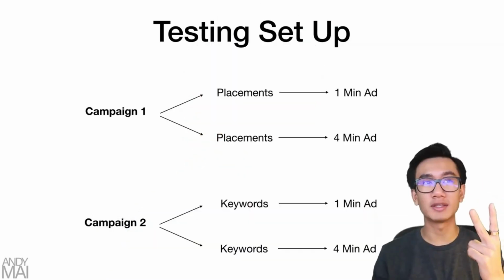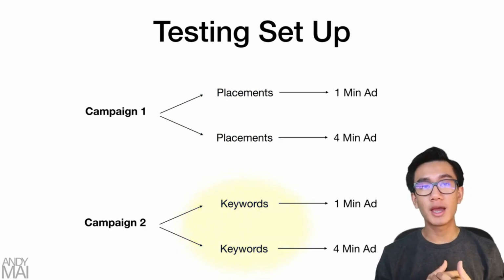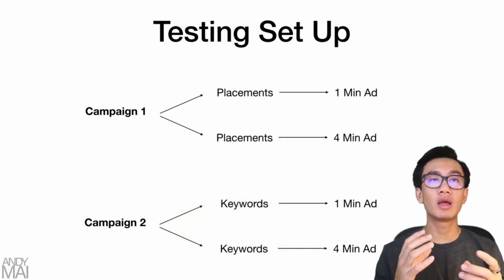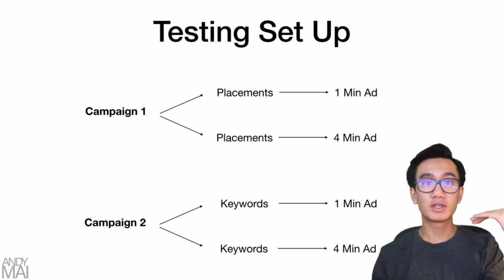You're gonna have 2 campaigns. And the difference between the 2 campaigns is one campaign is gonna be just for placements, one campaign is just gonna be for keywords. And the reason why you want to split it up is you want YouTube and Google to spend an even amount on their placements versus the keywords.